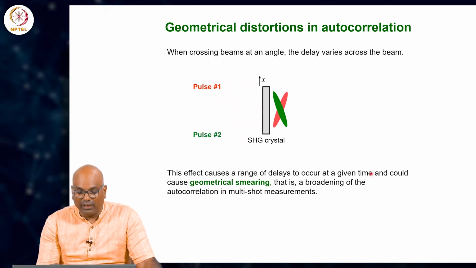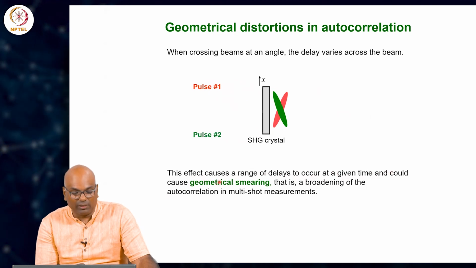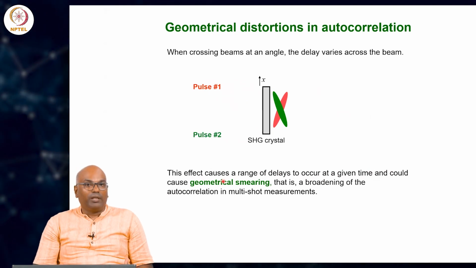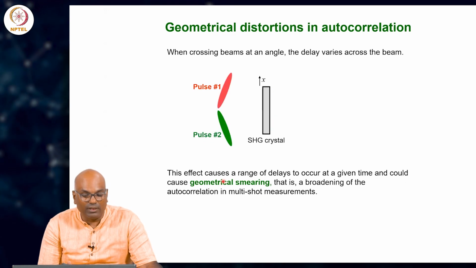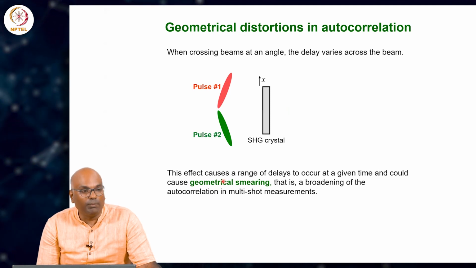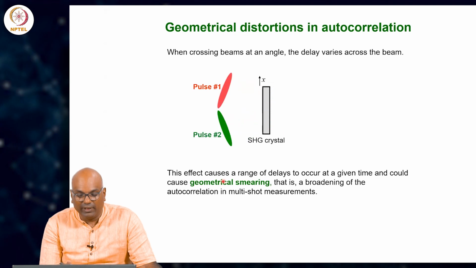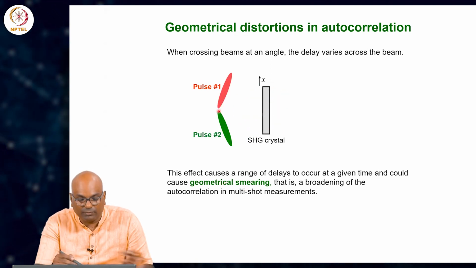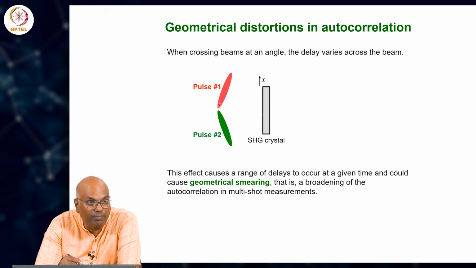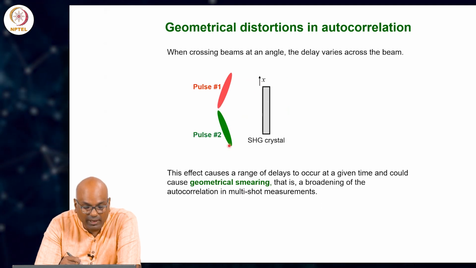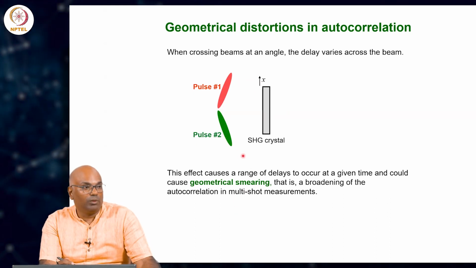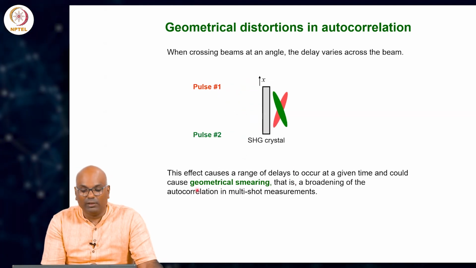So this effect actually causes a range of delays to occur at a given amount of time, and some amount of geometrical smearing tends to take place on account of this, because this animation is the best way to see it. One can write this down mathematically nicely. So watch this again. Both the pulses propagate, and when they intersect in the crystal, essentially the leading edge of one part of the beam mixes with the intermediate or trailing edge of another copy of the pulse. Okay, so this can lead to some amount of geometrical smearing out.